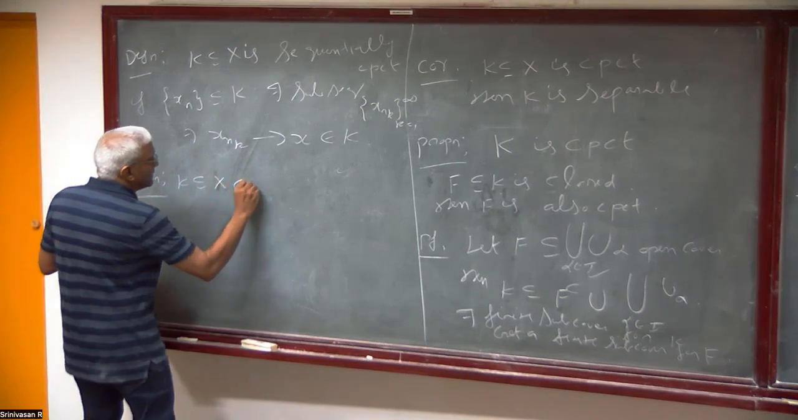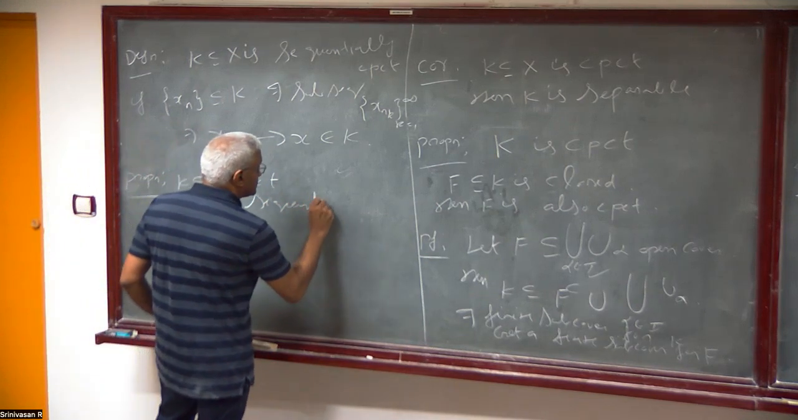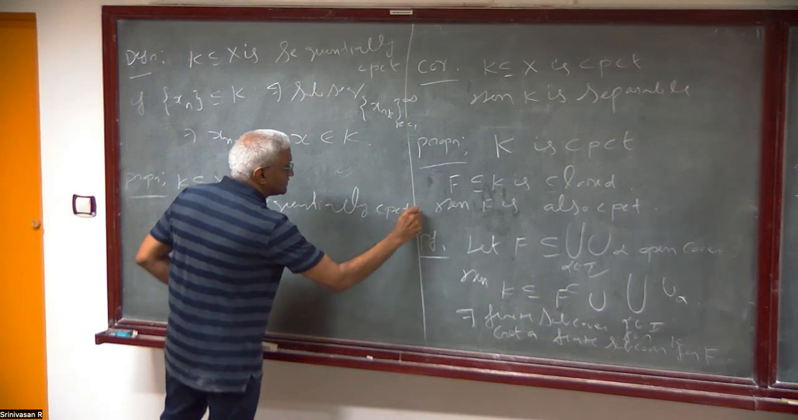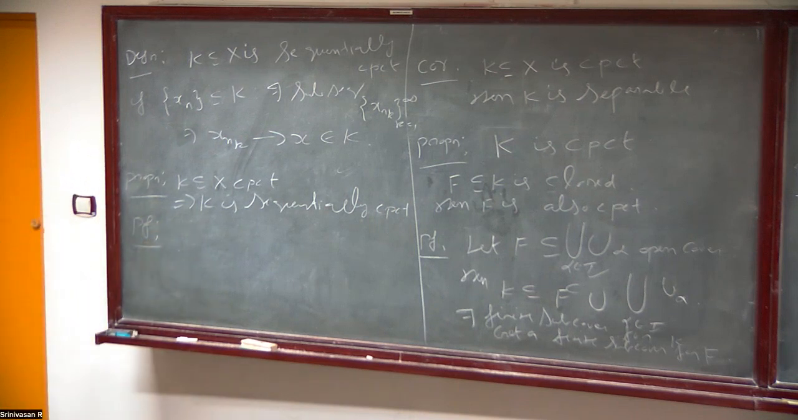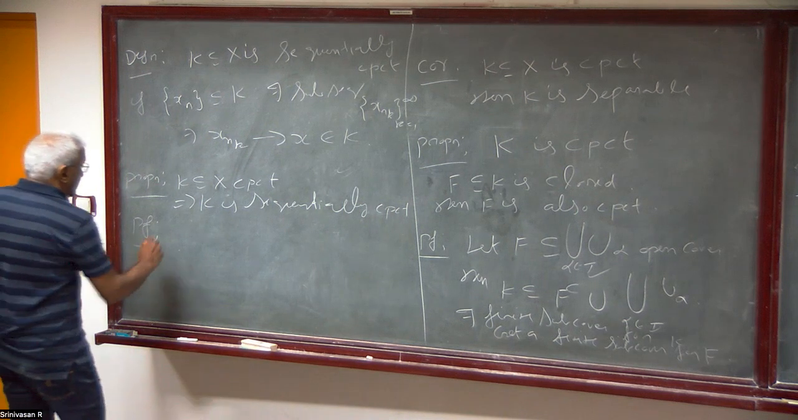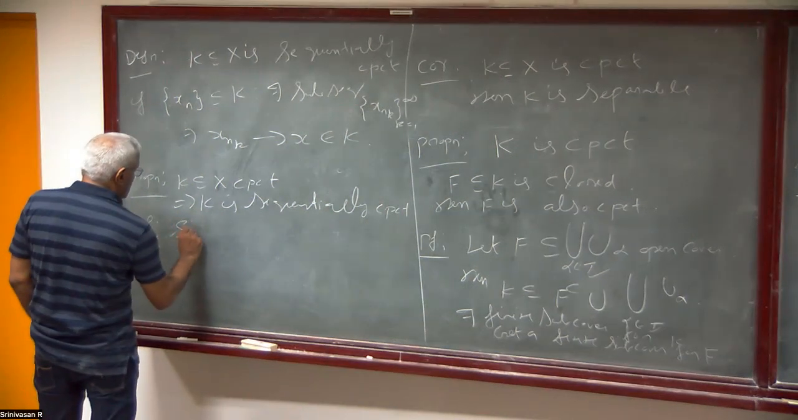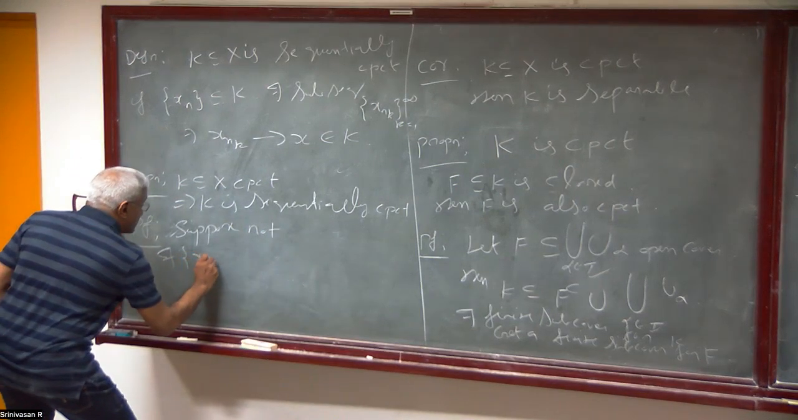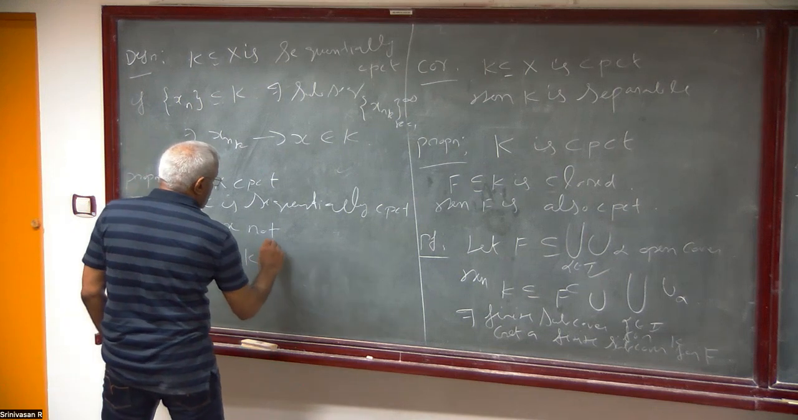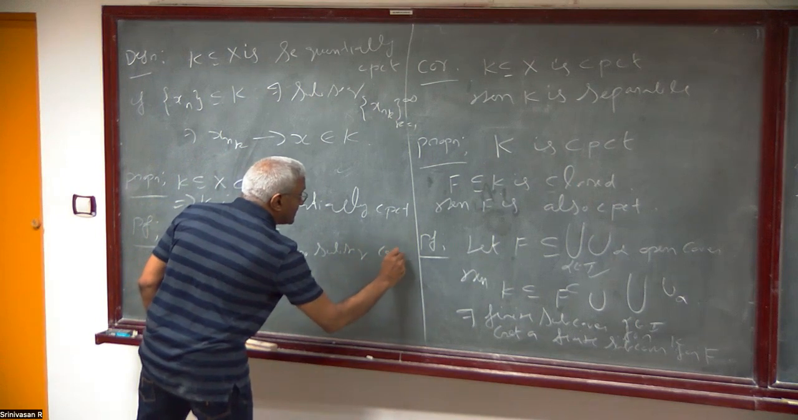K is compact implies K is sequentially compact. The proof is actually very easy. Suppose not. You want to prove it's sequentially compact, so suppose it's not sequentially compact. Then there exists a sequence x_n contained in K such that no subsequence converges. That's what it means.